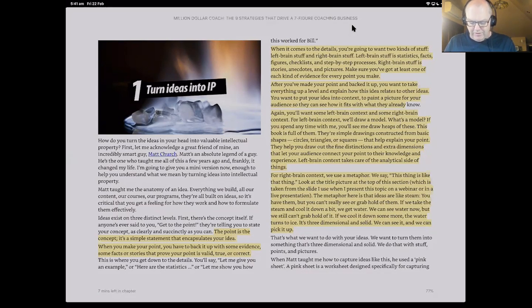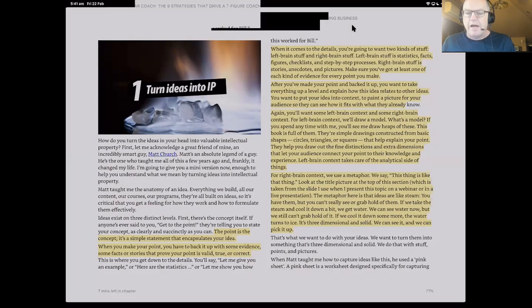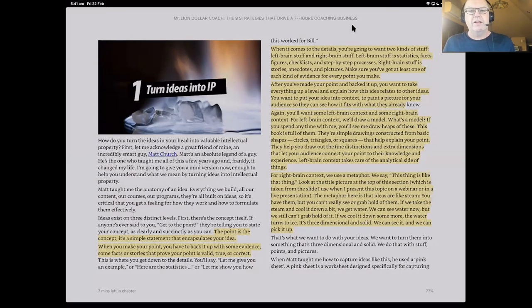Let me give you an example. Here are the statistics. What I am looking for here is an action point. I'm going through here and I'm keeping an eye out for explanation. So as I'm going through this now, I'm looking for explanation. It talks about the left and the right brain, which is awesome, and things like being important with metaphors, and there's a guide. Now, when Matt taught me how to capture ideas like that, he used a pink sheet.